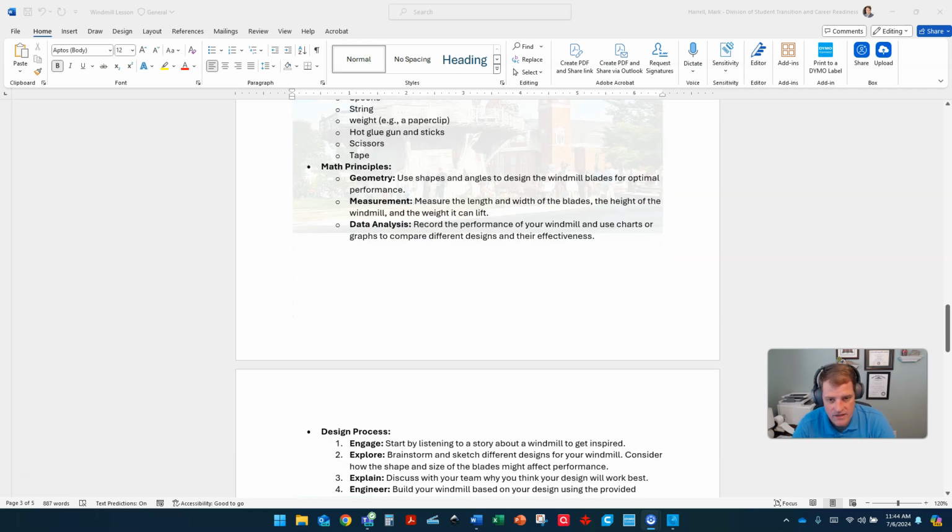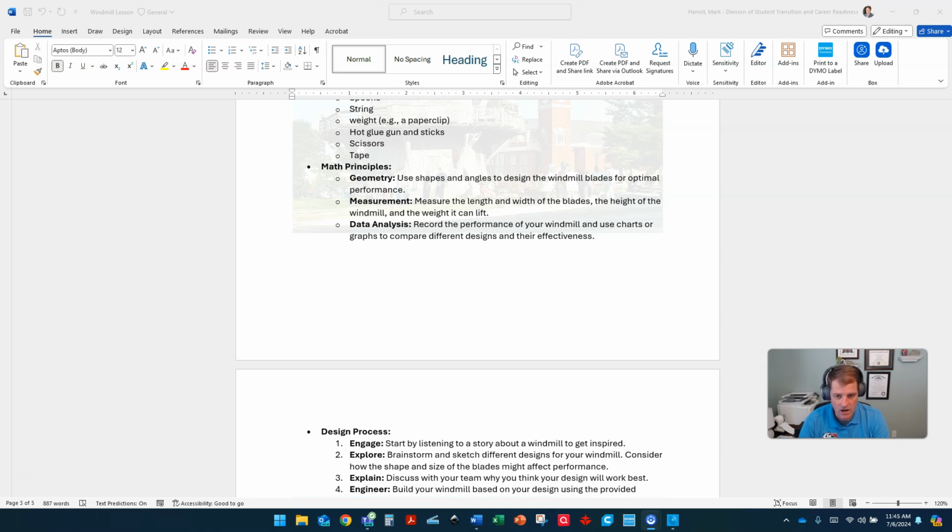Again, we're incorporating math into this to make sure that we're hitting all facets of STEM. We want to have them incorporate geometry, so thinking about shapes and angles when it comes to the windmill design. They're going to do a lot of measurements as far as the length and the width of their blades, the height of the blade, and then also weighing whatever it is that they're lifting. Again, depending on the level of training or the elementary classroom, you could even have them calculate mechanical advantage using wheel and axle calculations.